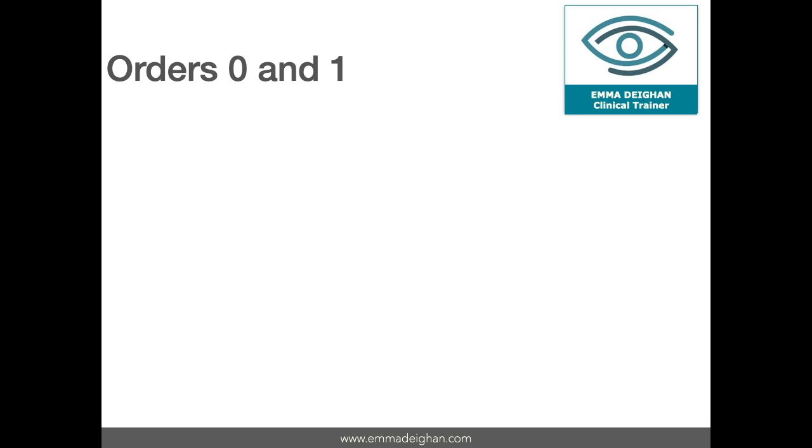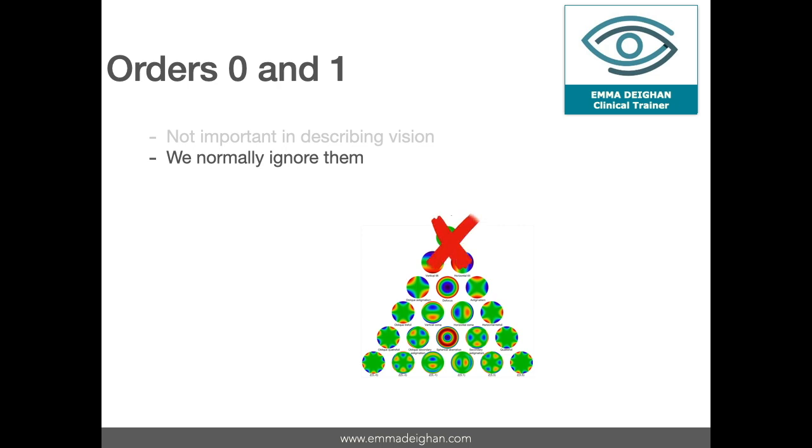So really, orders zero and one don't describe the vision. They're all about where your object is in space and putting it in a position so that we can then describe it. So normally we ignore piston and tilt, but the reason I've explained them is that in the 25 years I've worked with aberrations, nobody has explained zero or first order aberrations to me. Everyone just says, we don't use them, so don't worry about them. So I just thought I'd let you know what they are. There really is nothing exciting to do with them, but at least you now know what zero and first order aberrations are. So we're going to ignore the first two lines of our pyramid.